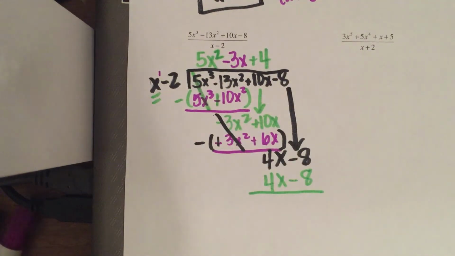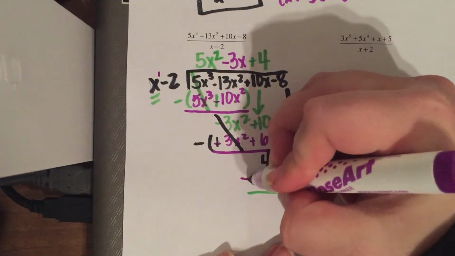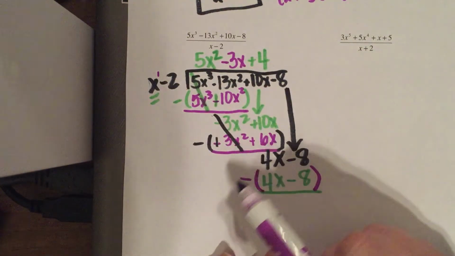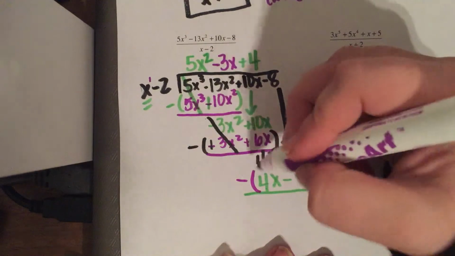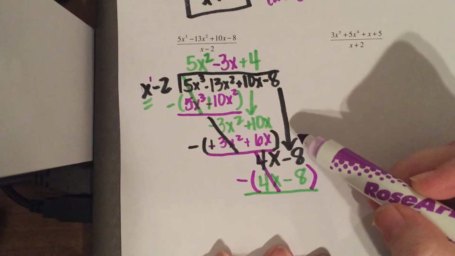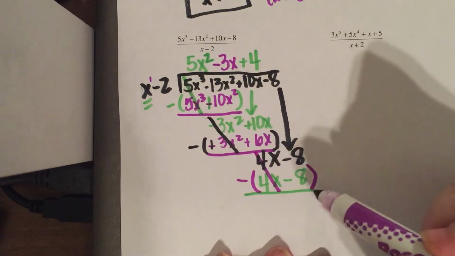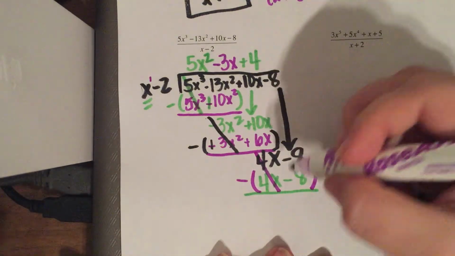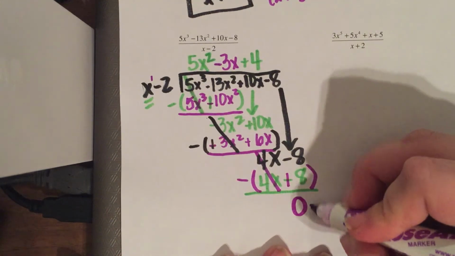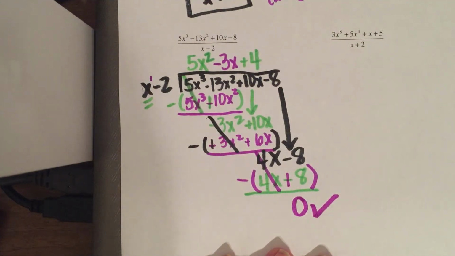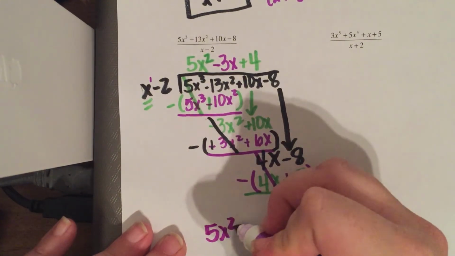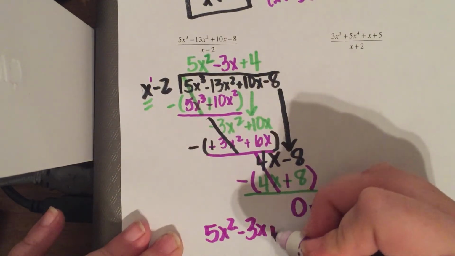All right, let's subtract them things. 4x minus 4x, that's going to be 0. They cancel out. And then negative 8 minus negative 8. Remember, minus negative turns into a positive. So negative 8 plus 8 is 0. So that means we have no remainder. So the answer to this problem was 5x squared minus 3x plus 4.